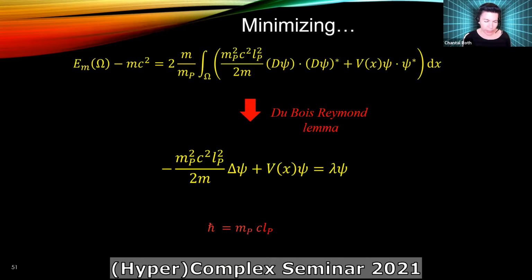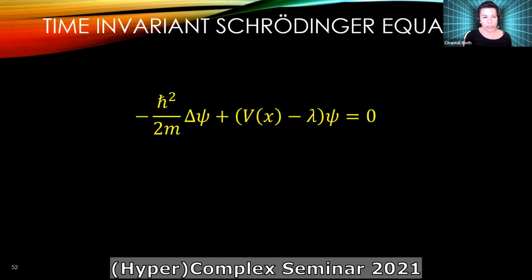There's a little tricky part, which is explained in the paper a little bit more. You have to use the Du Bois-Reymond lemma to do this. And maybe you recognize this already. What we can do now is replace these constants with h bar. And this lambda is a multiplier, so you might as well use energy here. When we do this, we get the time-independent Schrödinger equation, all with quaternions.